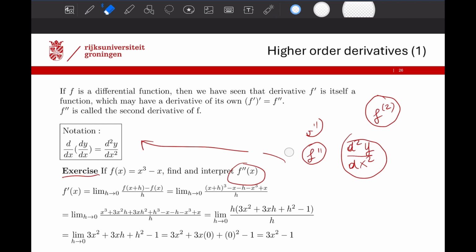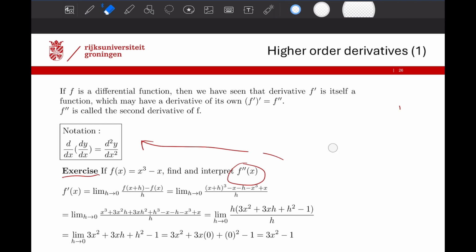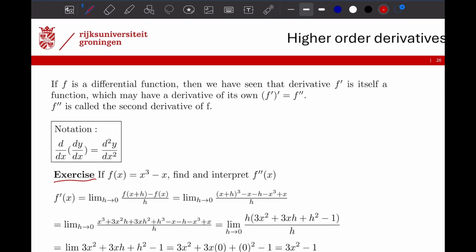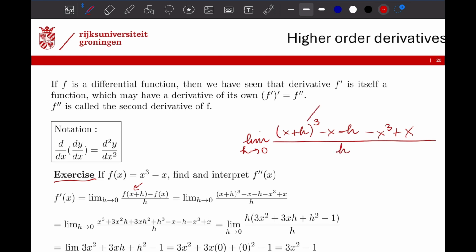So, what do we do? First of all, we differentiate the function once and then once again. That's basically the idea. This is something that we have done all along. You just write down the definition. You have the limit as h goes to 0 of f of x plus h, that's going to be x plus h cubed minus x minus h, and then minus f of x, so minus x cubed plus x, because here we have the signs changing, over h.